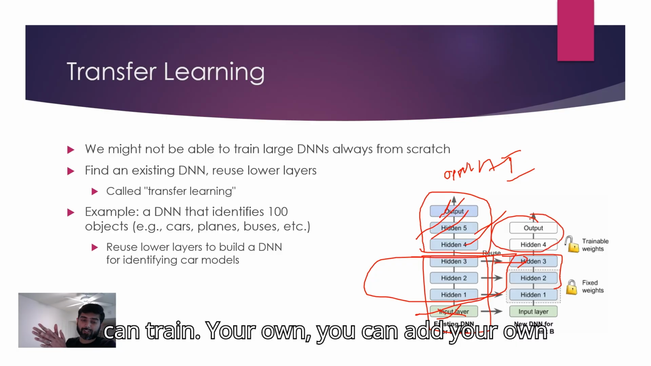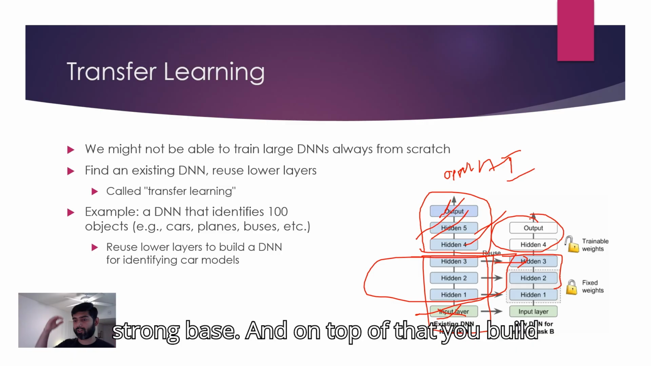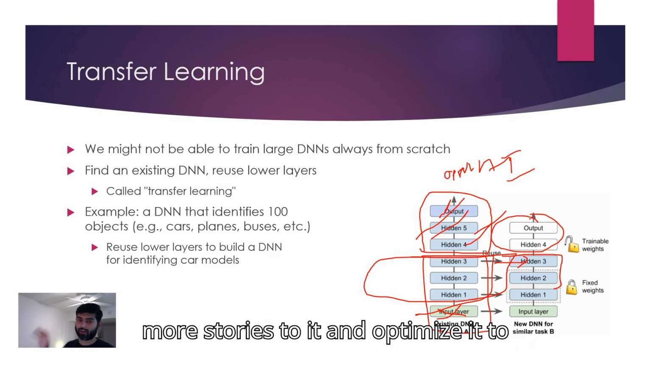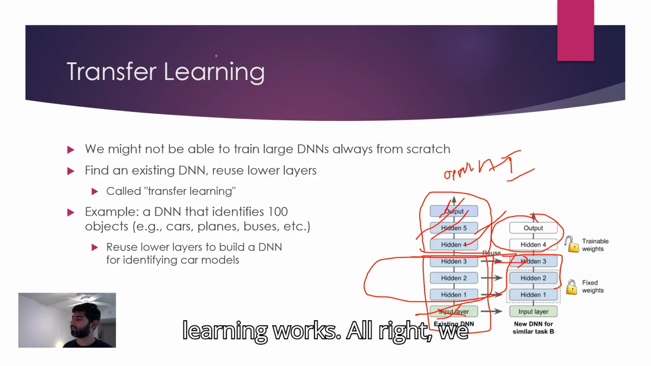You can add your own layers on top of previously learned layers. So you have a big, strong base, and on top of that, you build more stories to it and optimize it to your own data set. That's how transfer learning works.